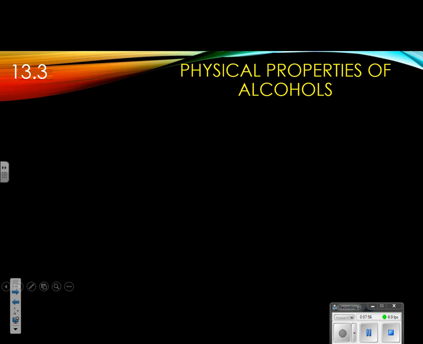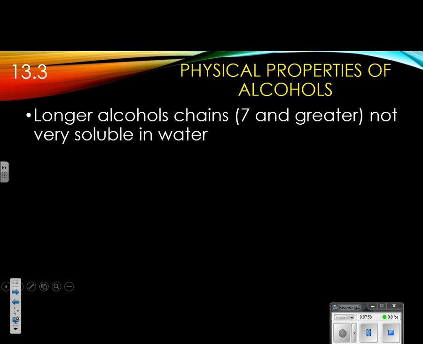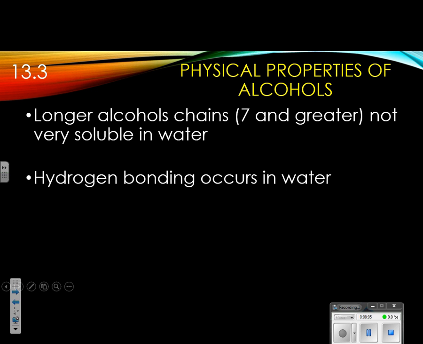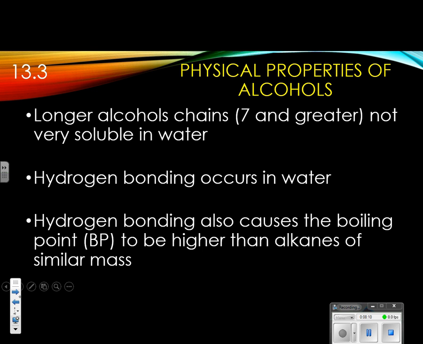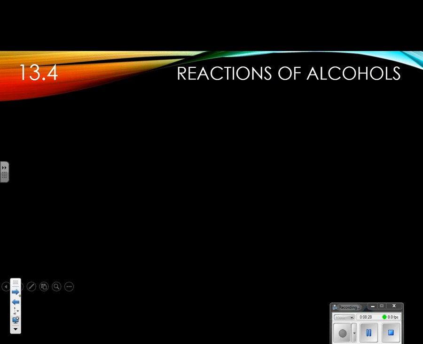We have specific properties of alcohols. Longer chain alcohols, 7 and greater, are not very soluble in water, but smaller chains are. Hydrogen bonding occurs in water with alcohols and between alcohols. Alcohols can be pure alcohol and have hydrogen bonding occurring. This causes the boiling point of the alcohols to be higher than plain alkanes of a similar mass.